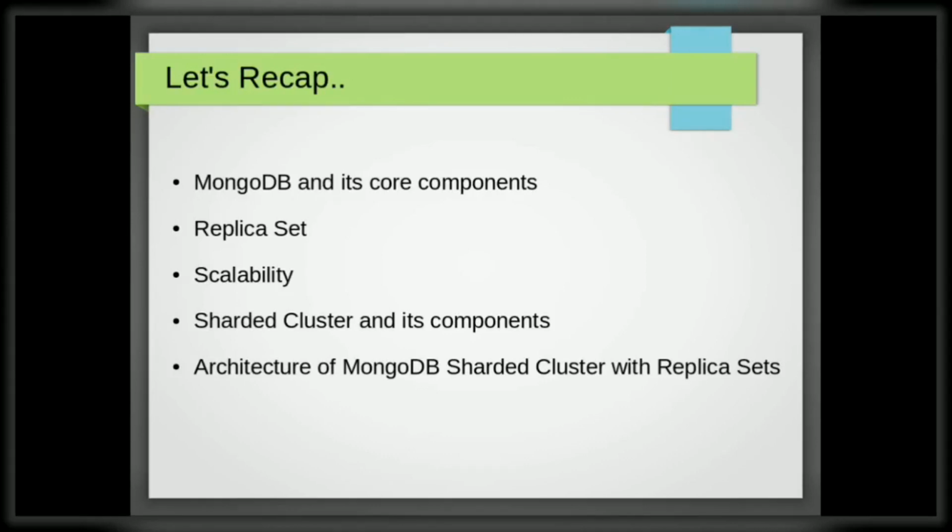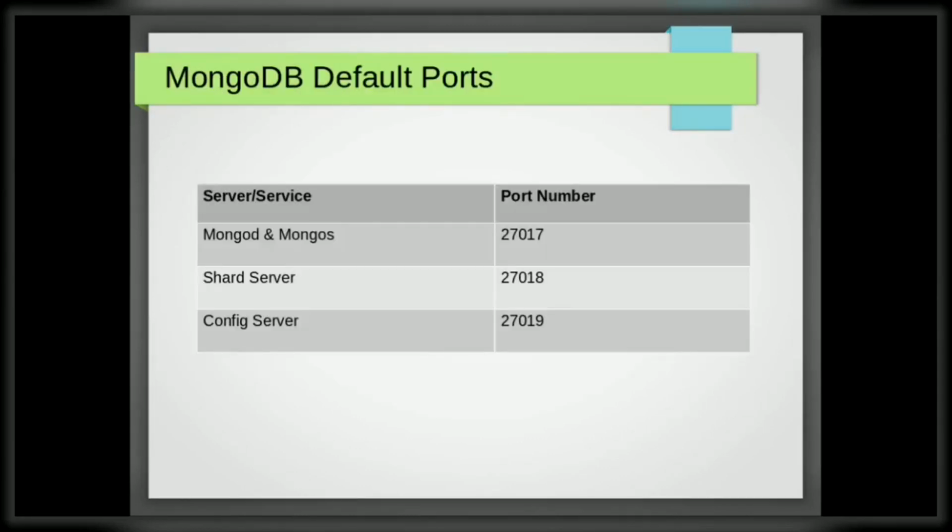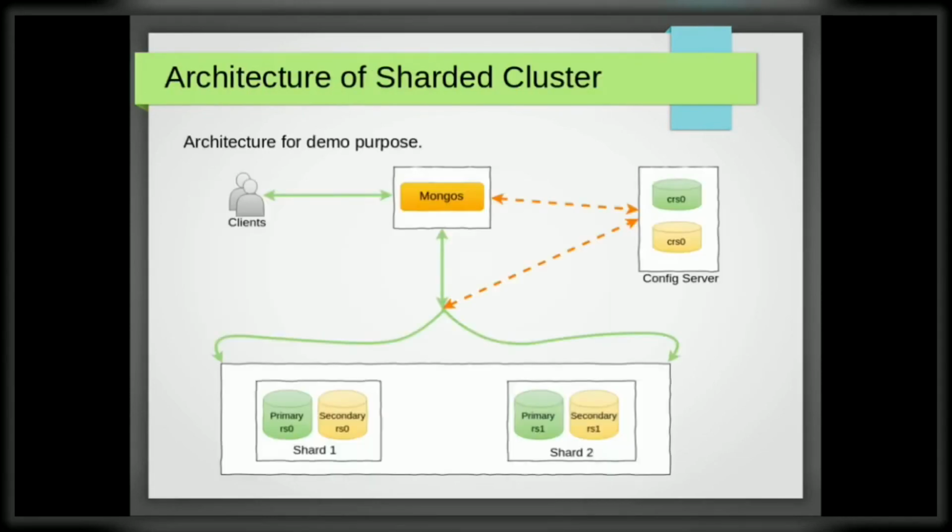Also, we learned about the sharded cluster and its core components and how it helps us distribute a large data set across multiple machines. And last, the architecture of a MongoDB sharded cluster with replica sets for production deployment. Now let's move on to our AWS console to deploy this architecture.